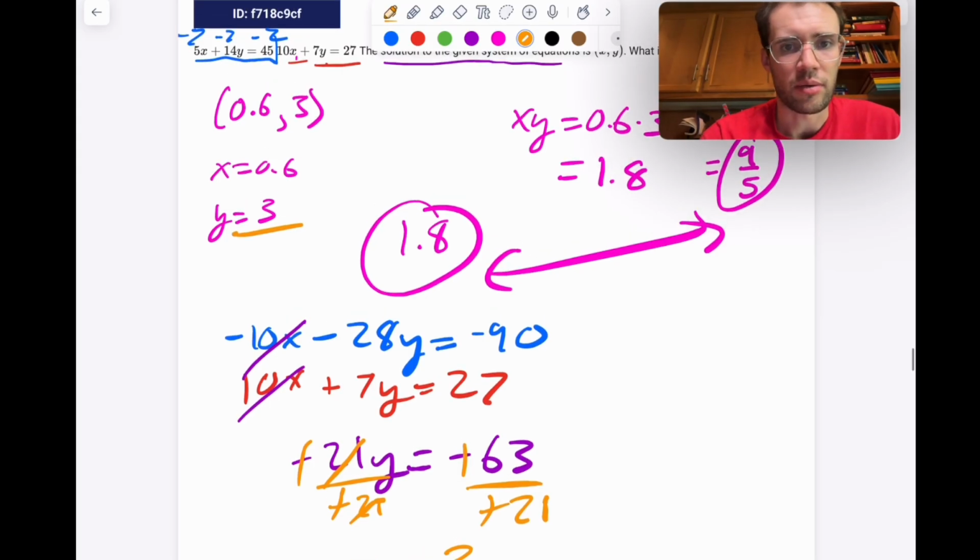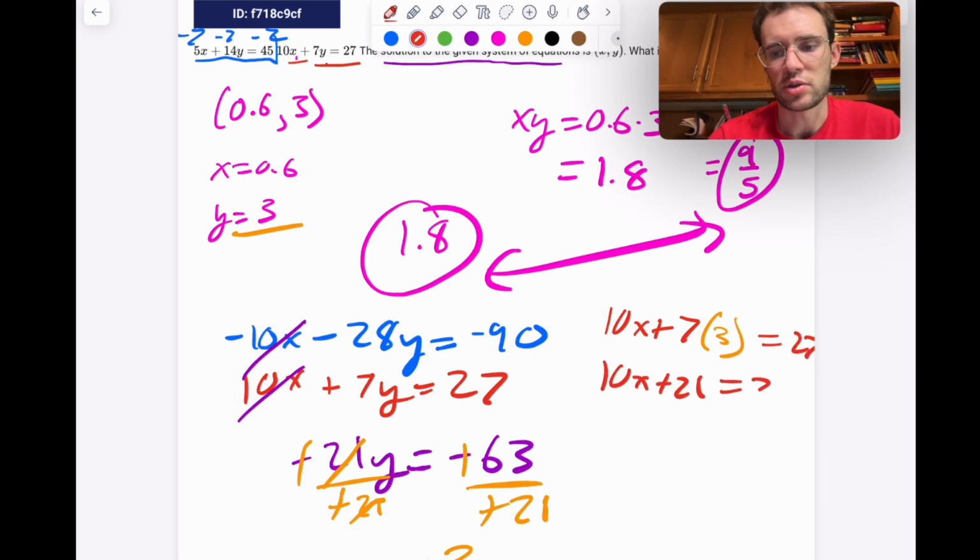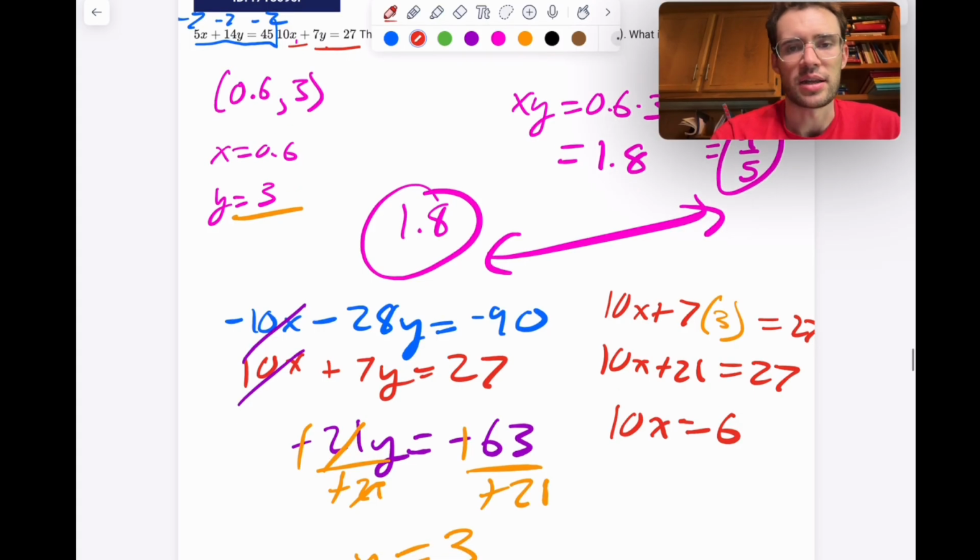So if we have 10x plus 7y equals 27, we can say 10x plus 7 times 3, since our y value is 3, equals 27. So 10x plus 21 equals 27. Subtract 21 from both sides, and we get 10x equals 6. Now to get x alone, you just divide both sides by 10.